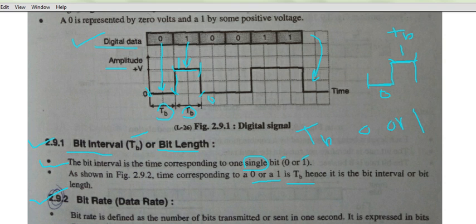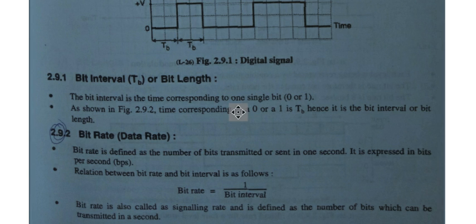सेकेंड पैरामीटर विल बी द बीट रेट। इट इज ऑल्सो कॉल्ड एज अ डेटा रेट। So first point is bit rate is defined as the number of bits transmitted or sent in 1 second. It is expressed in bits per second, that is BPS. Okay, means number of bits that can be transmitted or sent in 1 second.